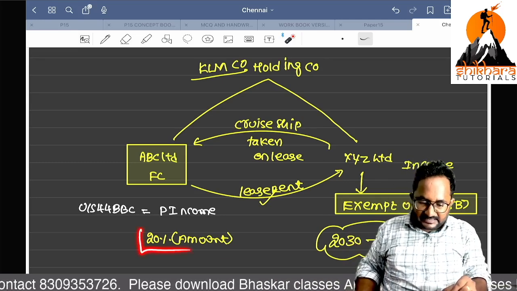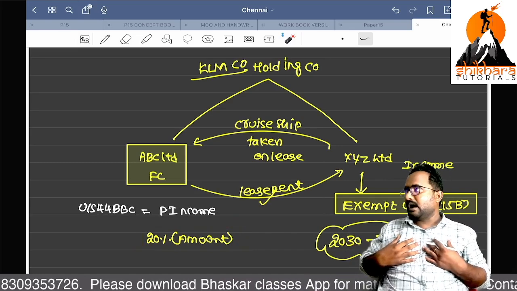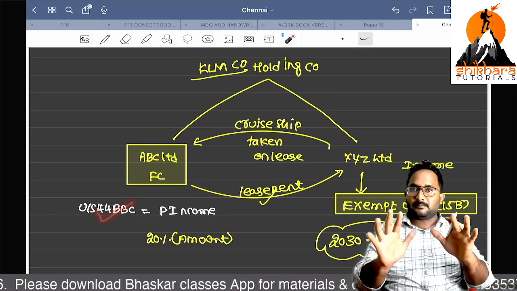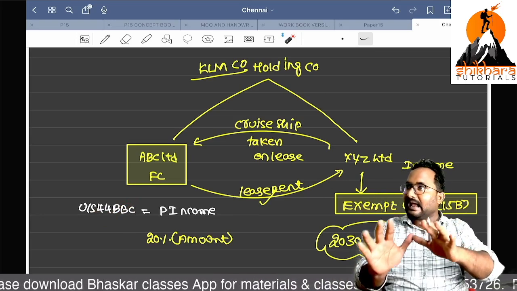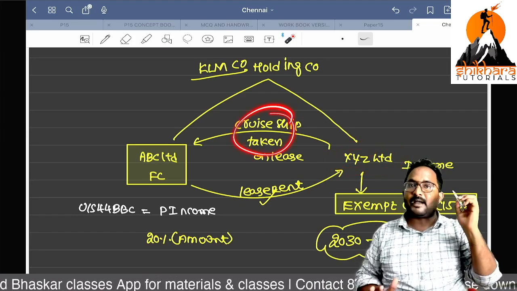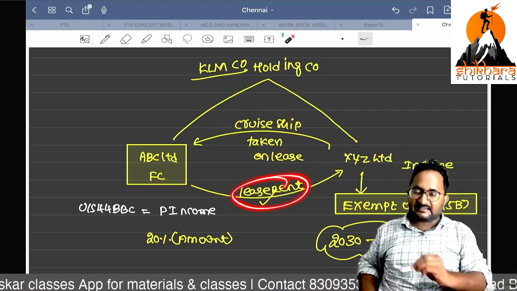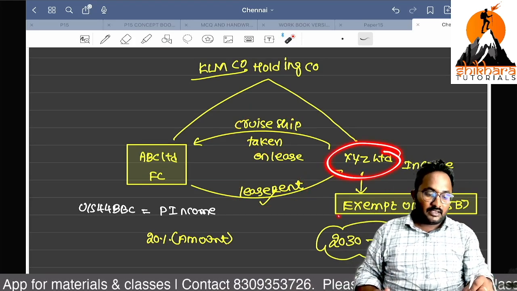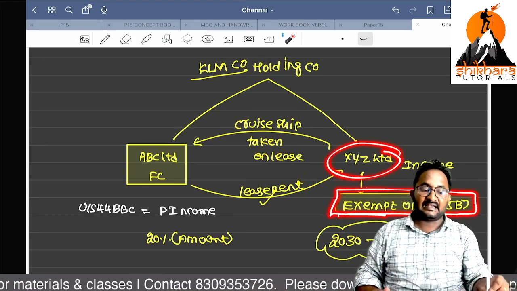So I want a minimum of 20% amount, and on that I want to collect the tax. So if you are declaring based on presumptive income, I can give one relaxation to your related party. What is that related party here? They have given the cruise ship on lease. If you pay the lease rent, you can take that as an expense, and whatever amount is received as lease rent, that is exempt.